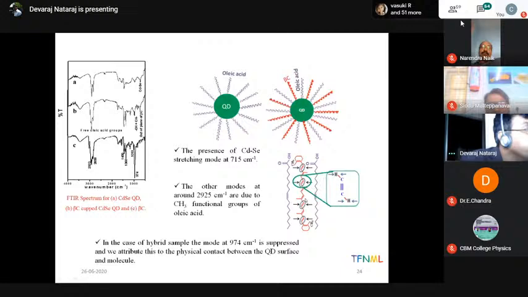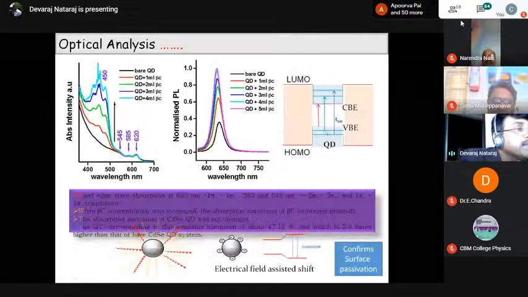band structure. The type 1 band structure is very simple. This is the quantum dot energy levels, and these are the molecular energy levels, HOMO and LUMO level. The quantum dot energy levels, particularly the valence and conduction bands, are well confined within the HOMO and LUMO levels of the molecular system, and therefore the system is known as type 1 band structure.